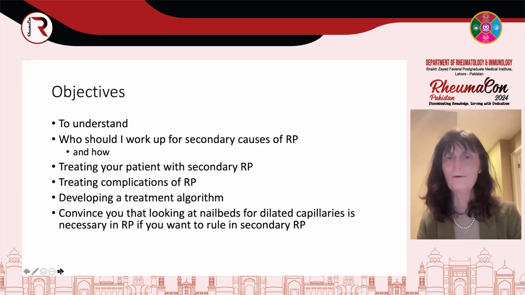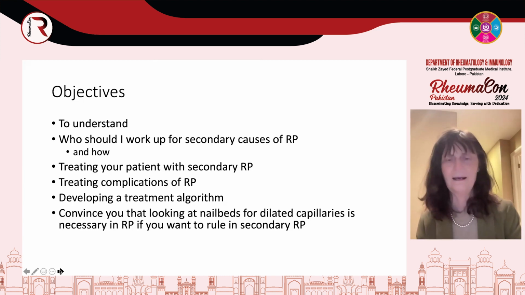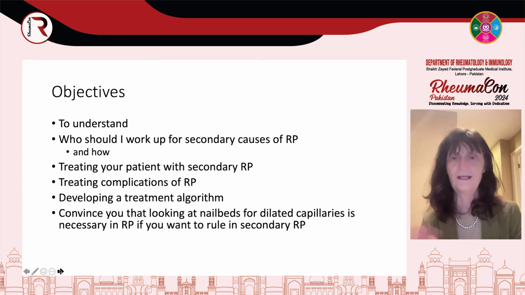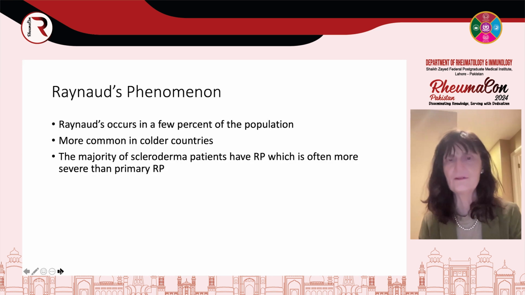And it's really important that you start looking at the nail beds for capillaries being dilated or dropped out or hemorrhaging. And that's important to rule in or suspect secondary Raynaud's. So Raynaud's is a few percent of the population. It is more common in colder countries. And almost everyone with systemic sclerosis has Raynaud's, and it's often more severe in that group of patients than in primary Raynaud's.